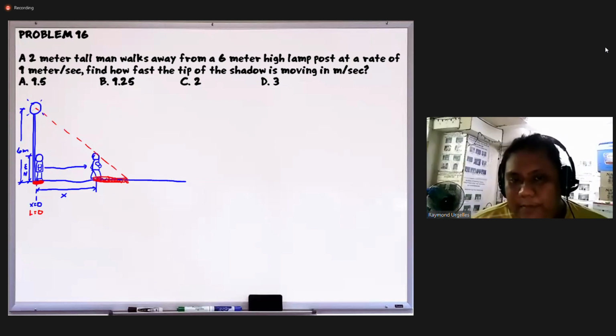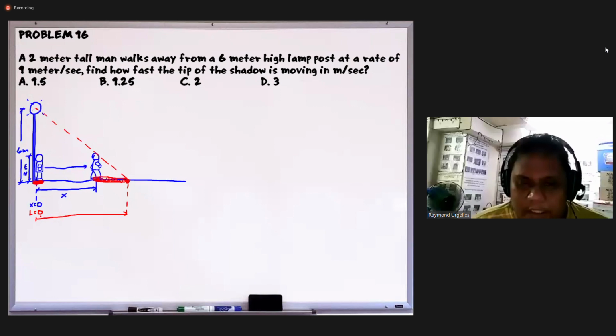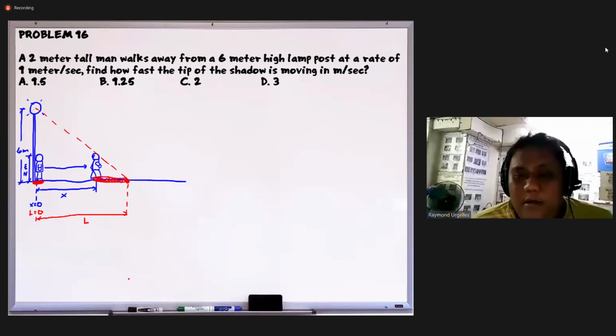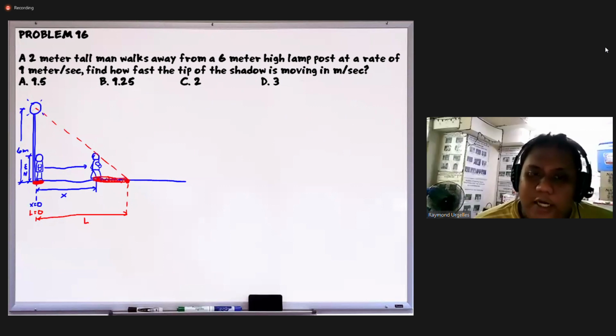So therefore, where's the tip of the shadow? Ito yung tip ng shadow natin. Ibig sabihin, ito yung total distance traveled by the shadow or by the tip of the shadow. So tawagin natin 'to as L. Nakuha ba? Yung tanong sa atin is kung gaano kabilis yung movement, or yung motion nung tip ng shadow natin.